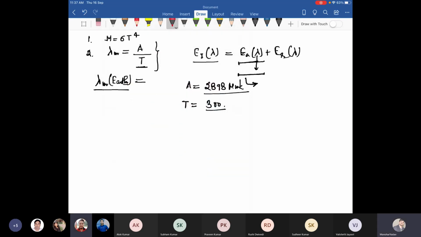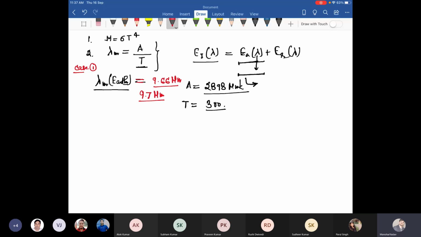9.66 micrometer. If you are getting 9.66 micrometer, is it? Yes, sir, 9.66. So we can say that it is approximately, if we take one decimal place, 9.7 micrometer.